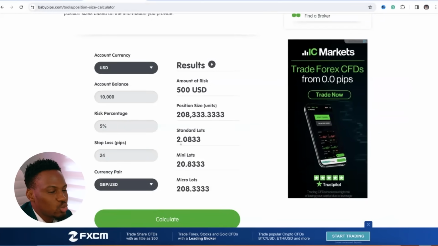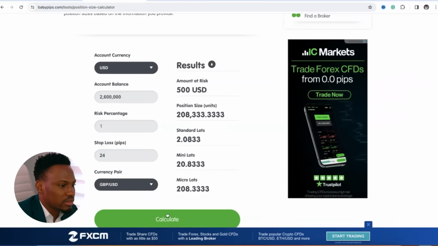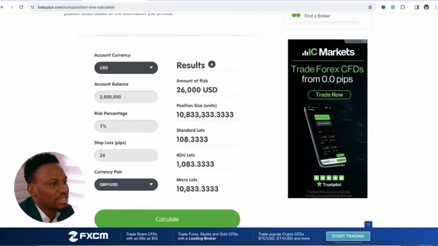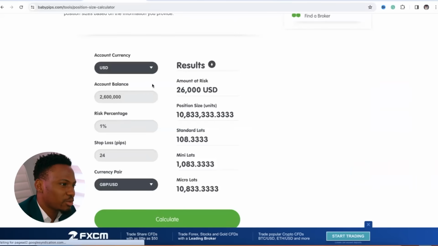So you're expected to use 2 standard lot size for this example. All right. So you just go ahead and put 2 standard lot size. But for me, why I did use 100 lot size, you're going to see it pretty soon. It's going to be 2.6 million. All right. Then I want to use just 1%. I'm expected to use 108 standard lot size, but I did use 100 lot size. Now you understand why that makes sense. So that is it. So if this trade whipsaws against me, I will be losing 26K. If it goes in my favor, I'll be making 2 times of that. Is this risk worth taking?